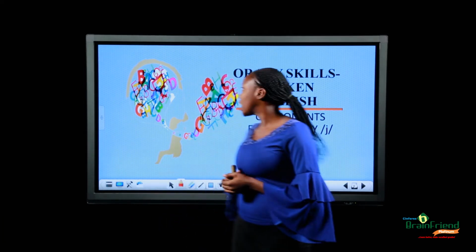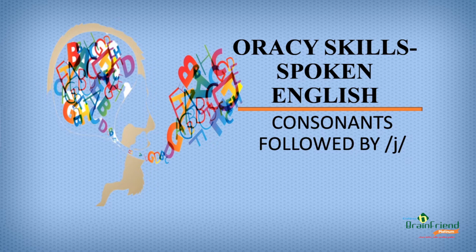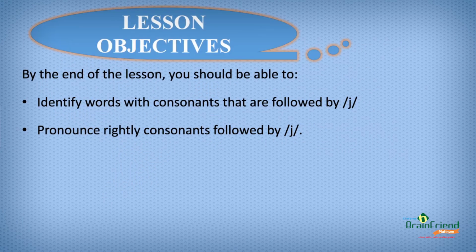Our theme for today is Oracy Skills: Spoken English. And our topic is consonants followed by U. By the end of the lesson, you should be able to identify words with the consonants that are followed by U, and finally, pronounce rightly consonants followed by U.